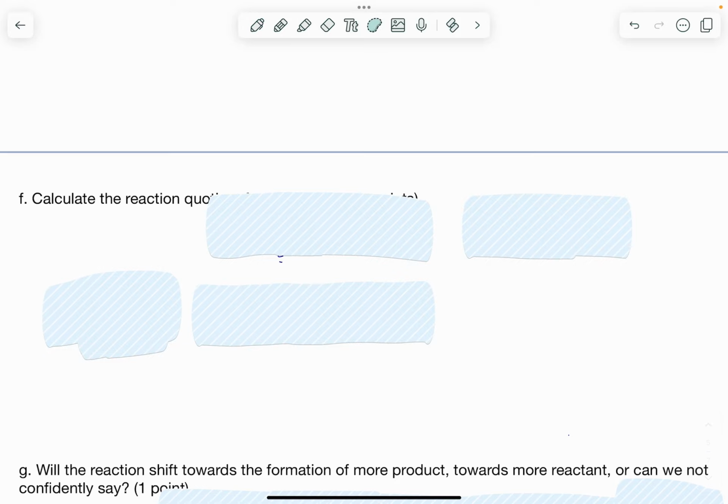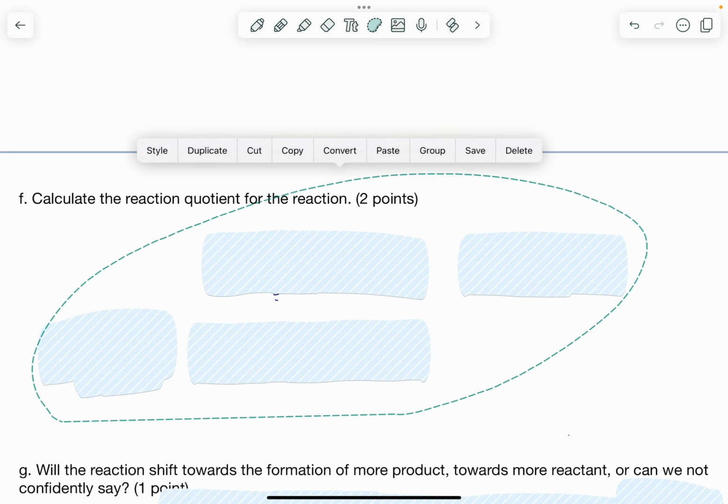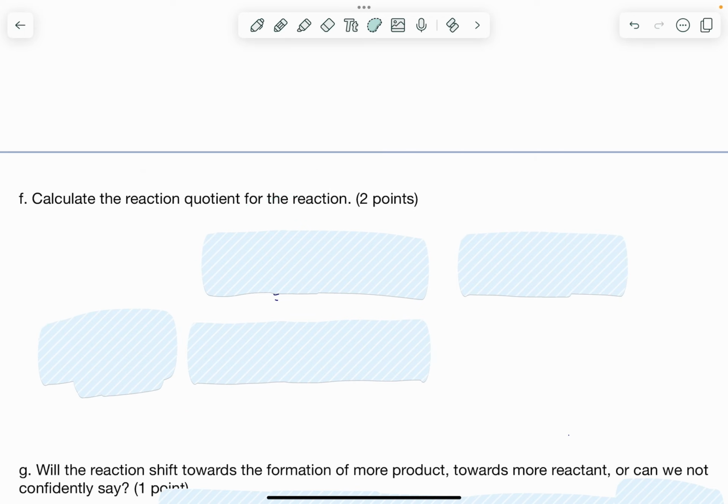So next, we have more tape blocking the question. We must calculate the reaction quotient.